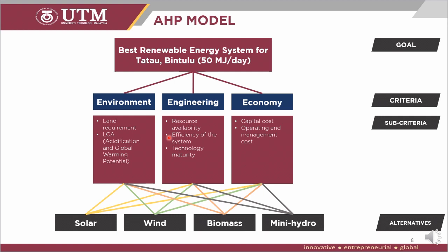The sub-criteria for environment are land requirement and LCA, which covers acidification and global warming potential. For engineering, there are three sub-criteria being judged, which are resource availability, efficiency of the system, and technology maturity. For economy, there are two sub-criteria, which are capital cost, and operating and management costs. The alternatives being evaluated are solar energy, wind energy, biomass energy, and also mini hydro energy.